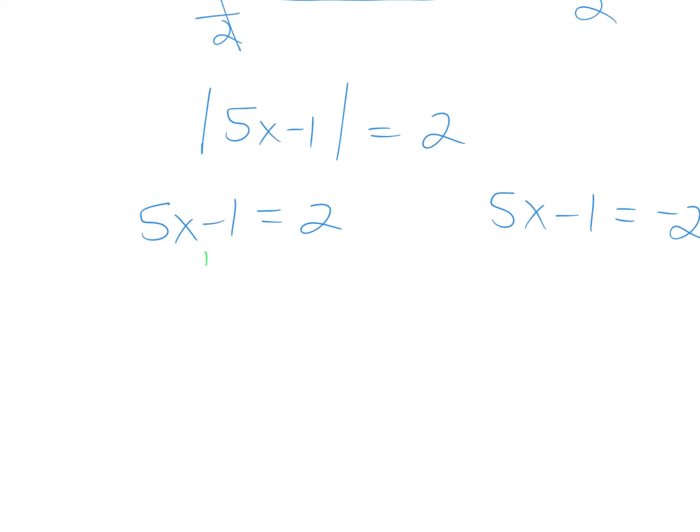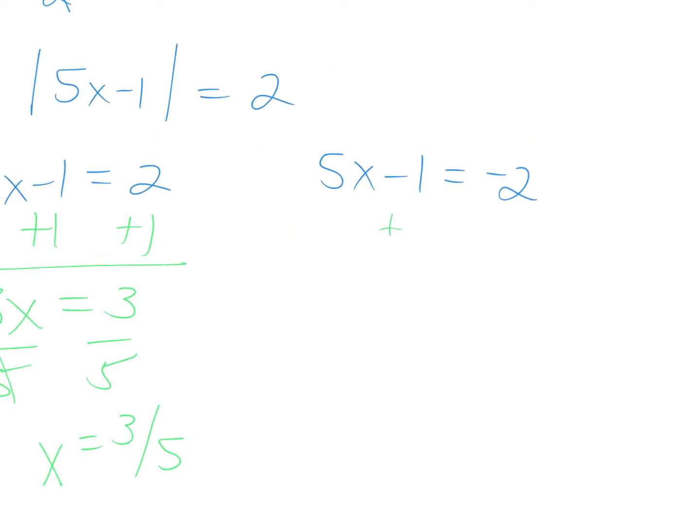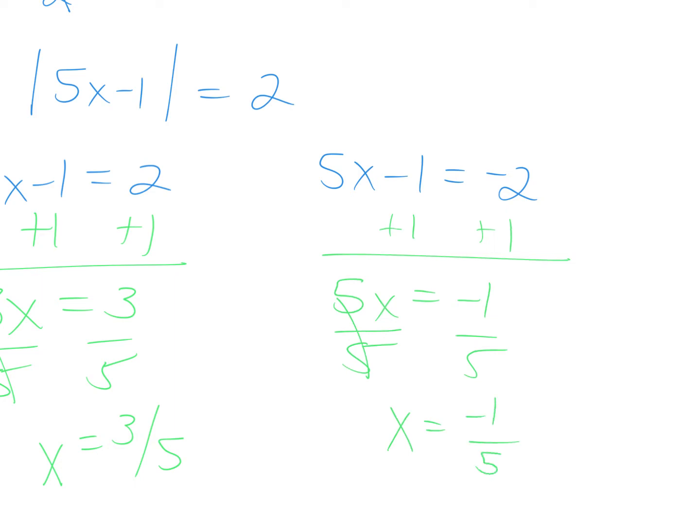So on the left-hand side, I'm going to add 1. 5x equals 3. Divide by 5. And x equals 3/5. Over here on the right, I'm going to do the same thing. I'm going to add 1. So 5x equals negative 1. Divide by 5. And x equals negative 1/5.